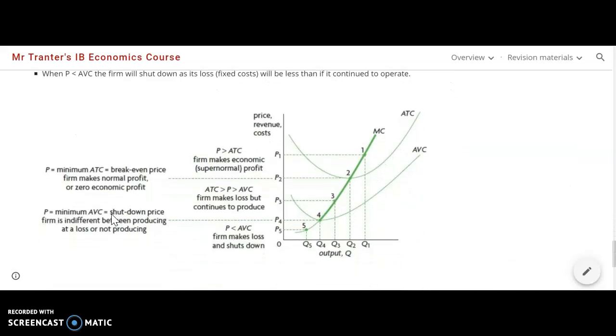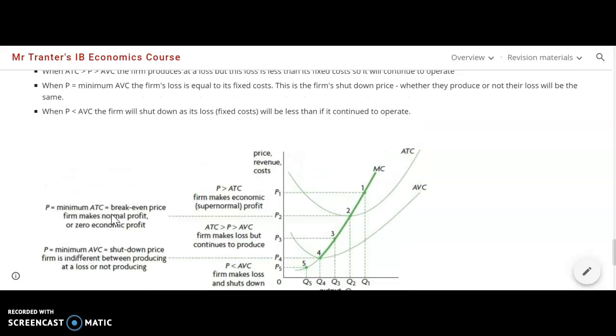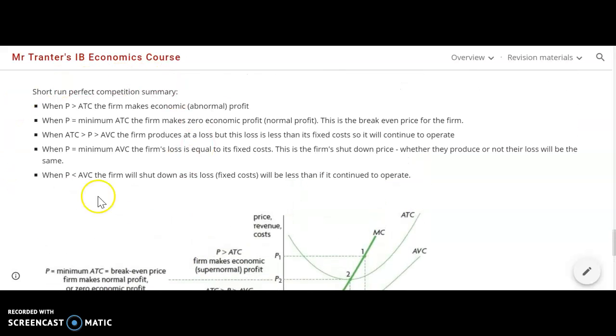Okay, you can see all of that put together on one diagram there, following these rules. All right. Okay, I'm just about to stop the video.